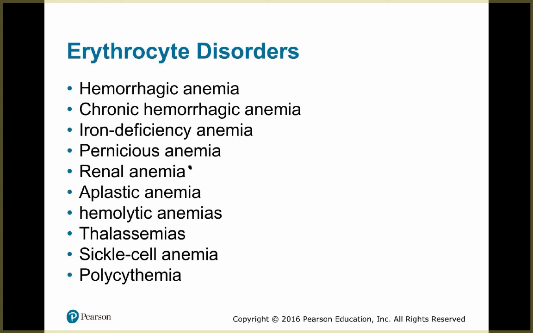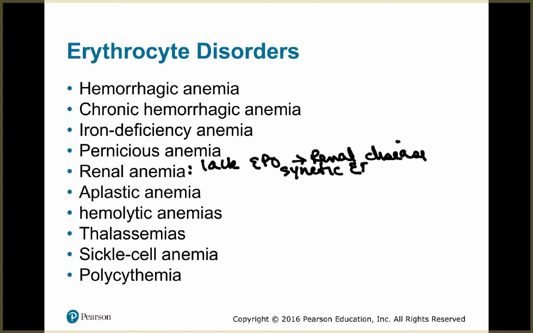Renal anemia. So this is a lack of EPO. This is normally due to a renal disease. Remember, EPO gets made by the kidneys, so they can't produce enough EPO. So here the treatment is synthetic EPO.